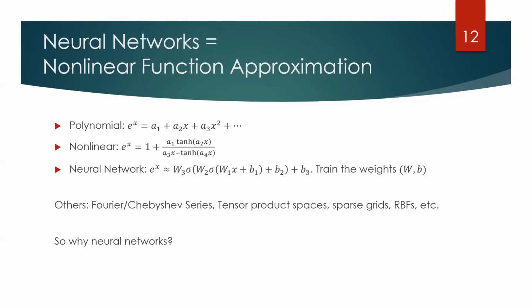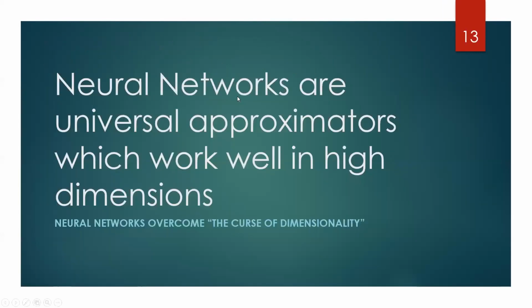You can also think about using other things like Fourier and Chebyshev series, right? You can prove that any continuous function in 1D can be represented by a Fourier series, and then you can take tensor products of Fourier series to build up high-dimensional function approximators. So why do neural networks get involved? Why should we be thinking about neural networks in this sense? The reason is that neural networks are universal approximators that work well in high dimensions. This is what we call overcoming the curse of dimensionality.